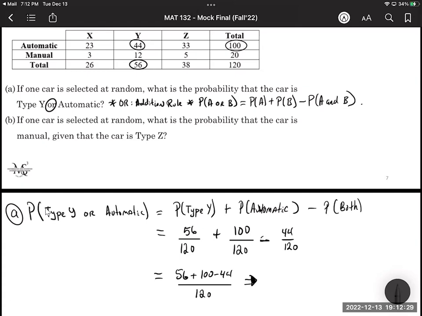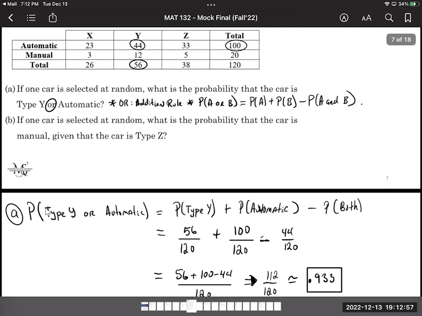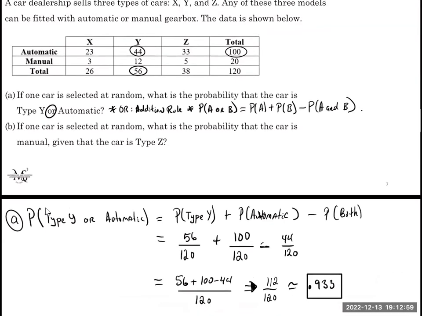156. And if you subtract that by 44, that would be what? 112. So we get 112 over 120. That is a good answer. But now you can round this answer to 3 decimal places if it asks you. So if you round this answer to 3 decimal places, what do you get? 0.933. Very good. And that is your solution. That would be it for part A of this problem.